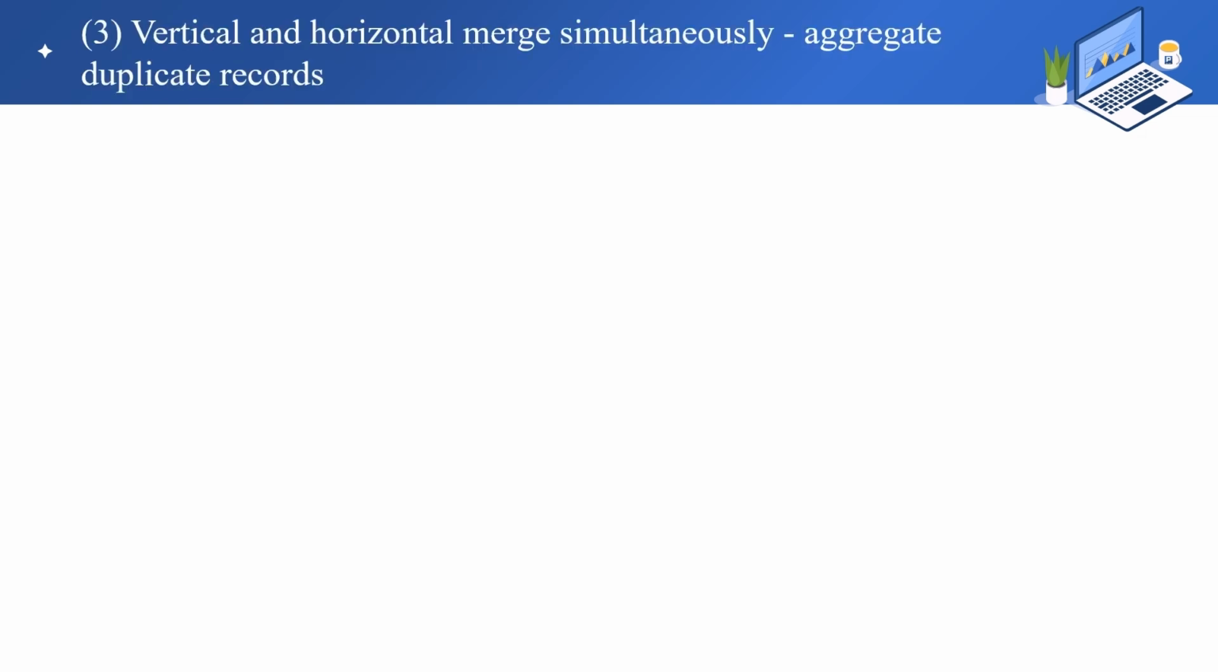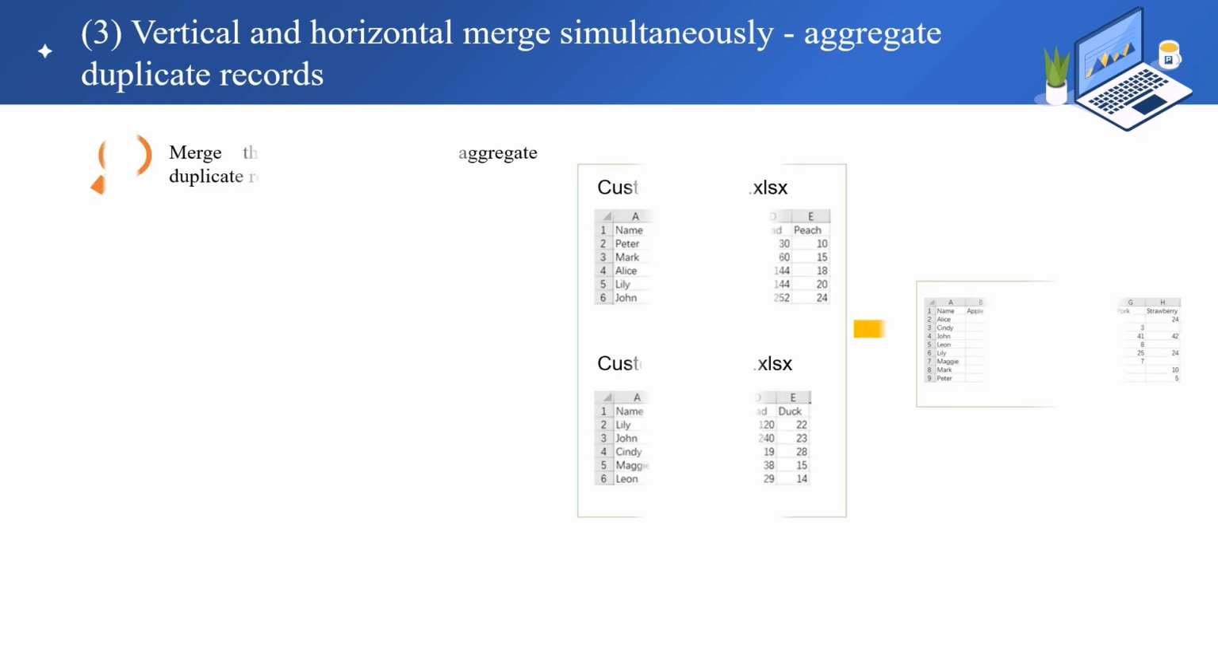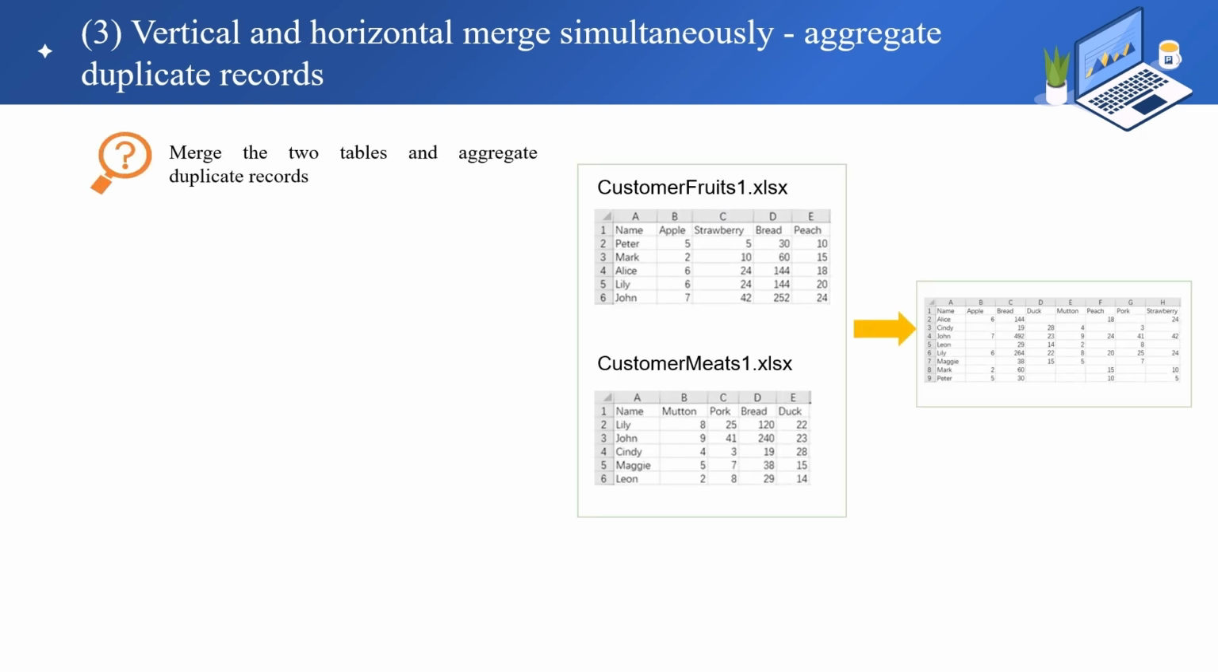3. Vertical and horizontal merge simultaneously, aggregate duplicate records. Let's take the data used in group and deduplicate as an example. Both tables have name columns, but the values are different and there are duplicates, and both tables have bread values. It is required to merge the two tables and aggregate duplicate records. For example, the bread value of Lily in the first table is 144, and the bread value of Lily in the second table is 120. After merging and aggregating, the bread value of Lily in the merged table is 264.